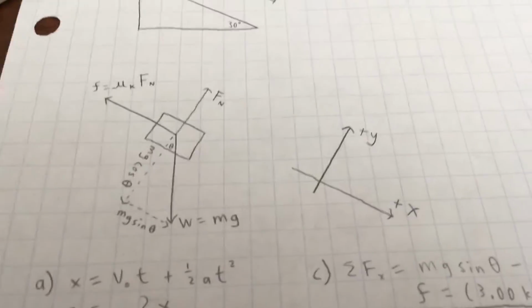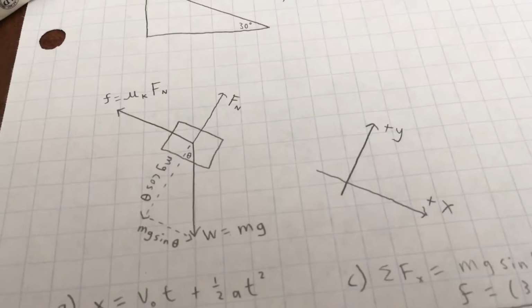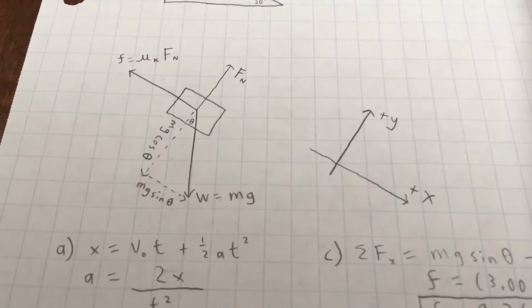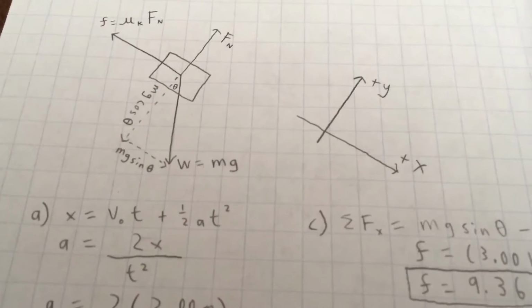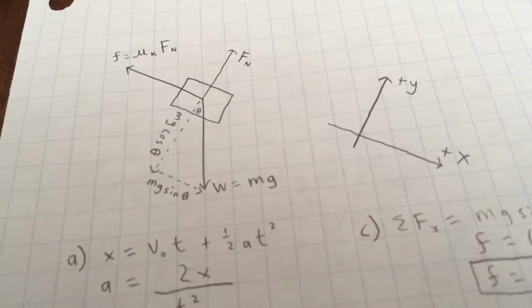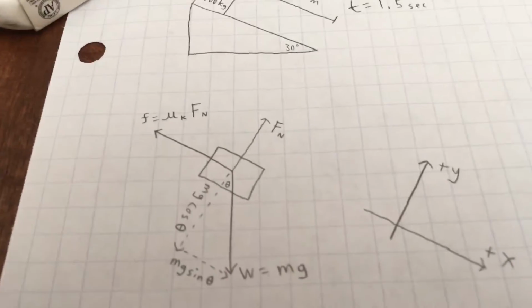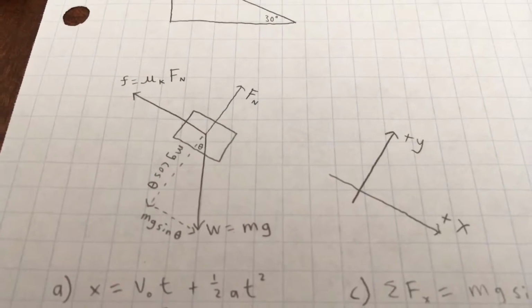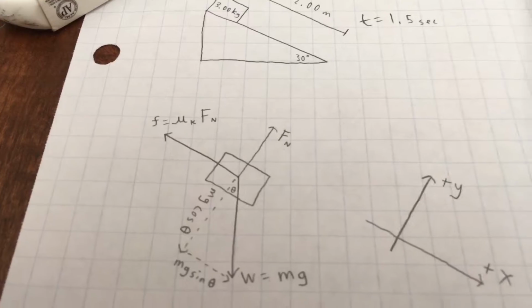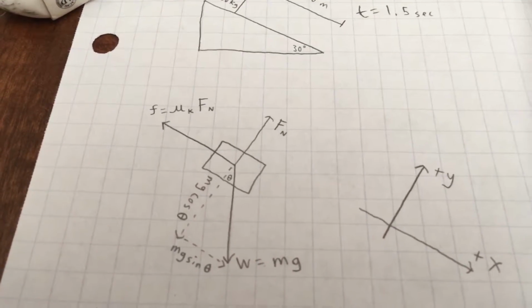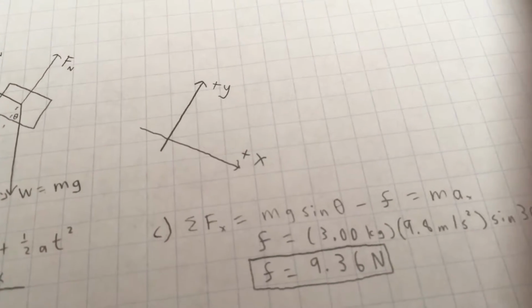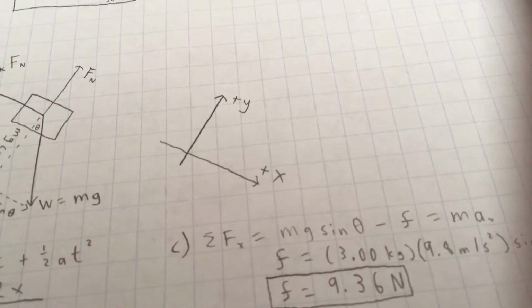So in the y direction, we have the normal force going up, always perpendicular to the surface. Then we have weight going straight down, which I split into x and y components. And then acting in the direction opposite of motion, we have the frictional force, which is the coefficient of friction times the normal force. And to make things easier, I had my coordinate system rotated.